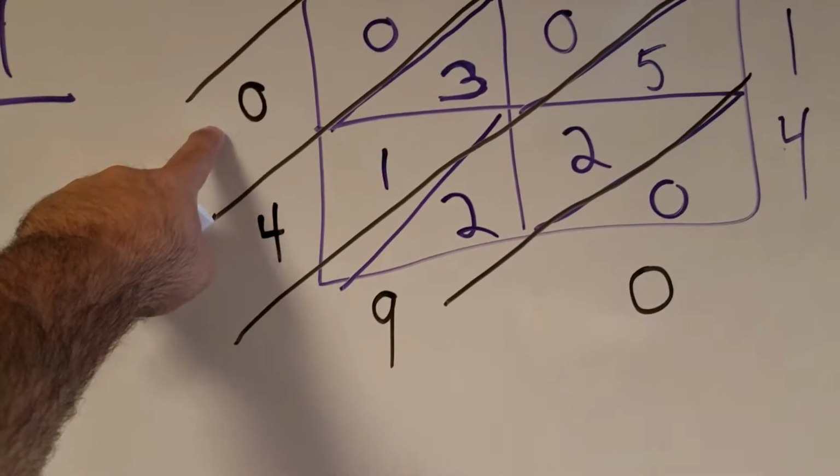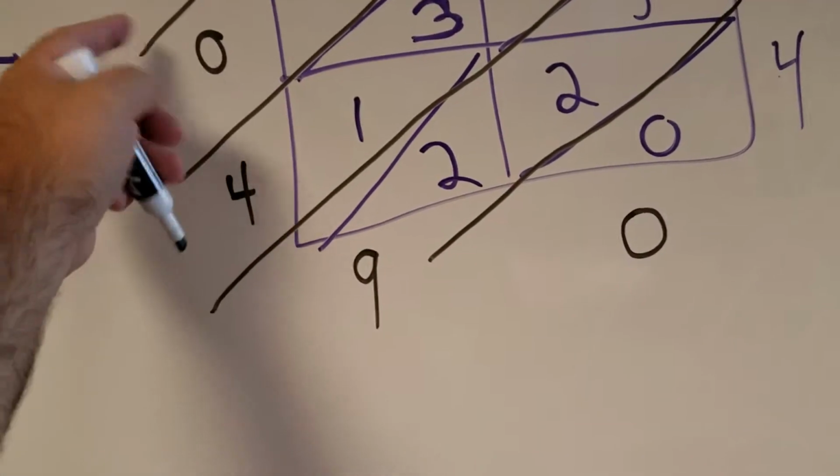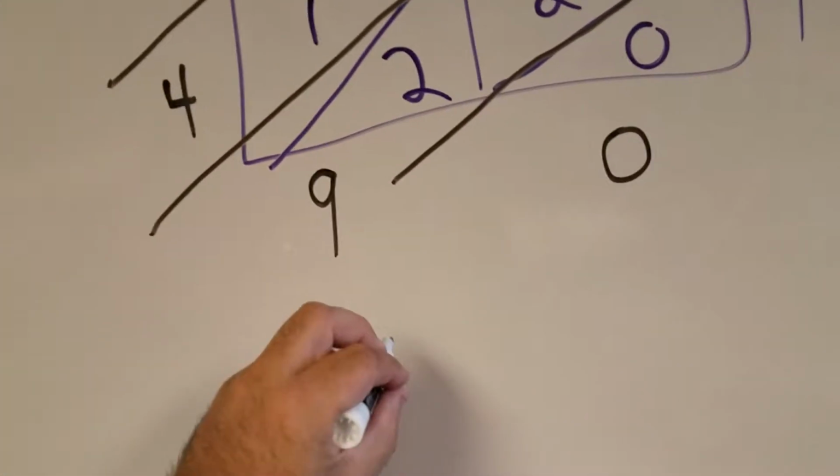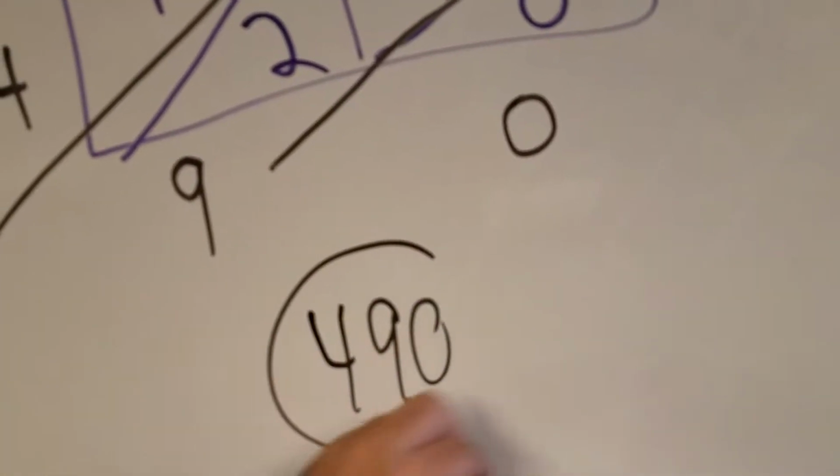So I look from left to right. I'm not going to count this 0 because there's nothing there. And my answer is 490.